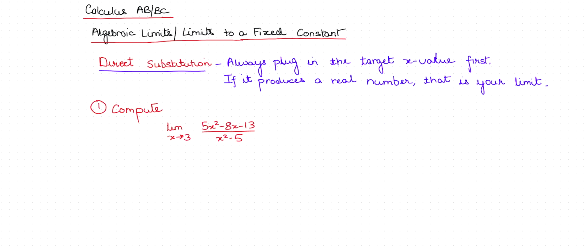This is the question given, and let's plug in x, because x tends to 3. We have to find the limit of this function at 3. As we plug in x equal to 3, we get the value 2. So 2 is the limit here. We solved this question just by direct substitution. Let's try another method.